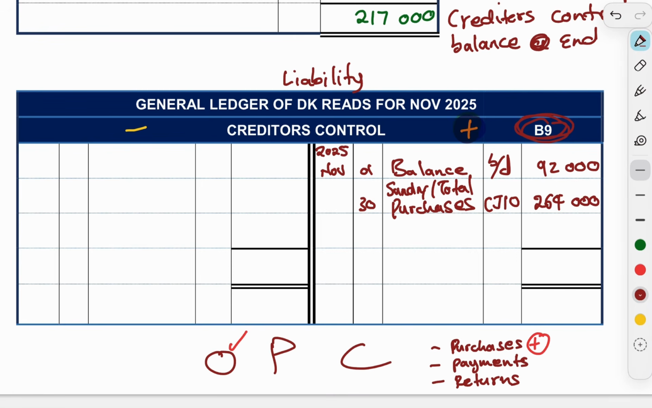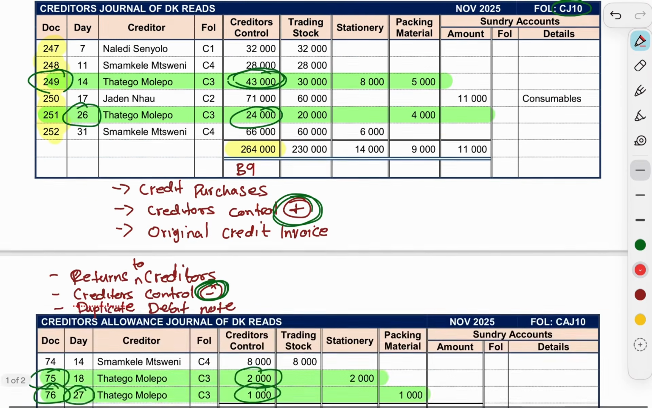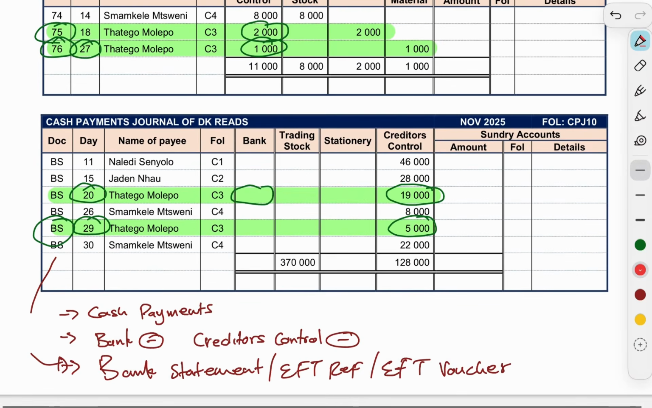And then the second step, did we make any payments? So we are looking for total payments that we made by the business to the creditors. Okay, so which journal can we look at for payments? We look at the cash payments journal. But which total are we going to look at now? We are going to look at the total for the creditors control column, which is 128,000, which is the total amount of payments that were made towards the creditors.